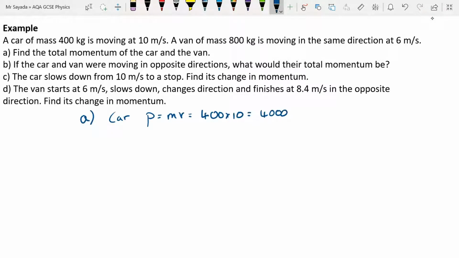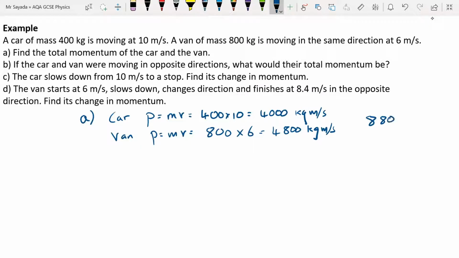And the units, what are the units for momentum? Say your answer to the video. Hopefully you've said kilogram meters per second. And then we have the van, and we use the same equation. The mass is 800. It's moving in the same direction, so the velocity is also a positive number, 6. Then we have 800 times 6, which is 4,800 kilogram meters per second. So that means the total, you just have to add the two together. So we get 8,800 kilogram meters per second.